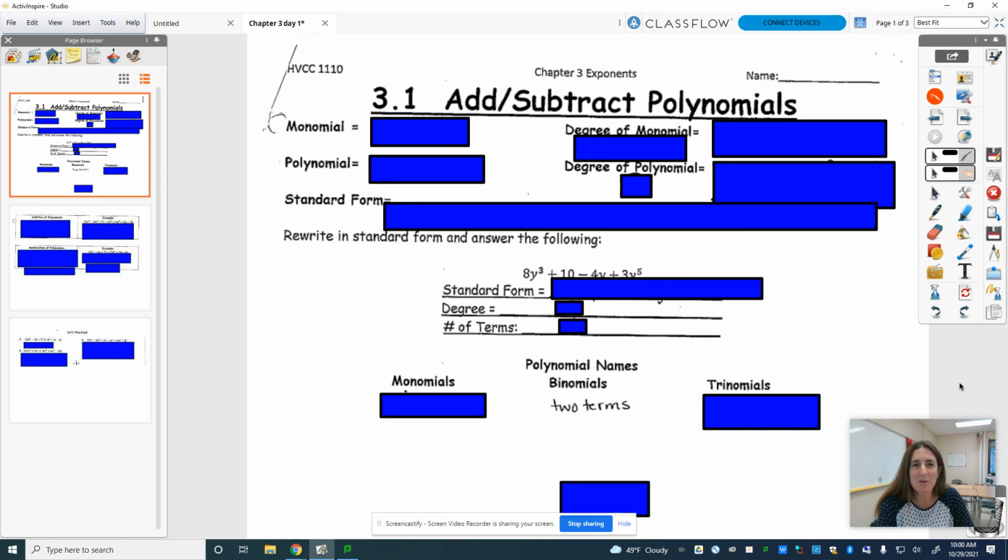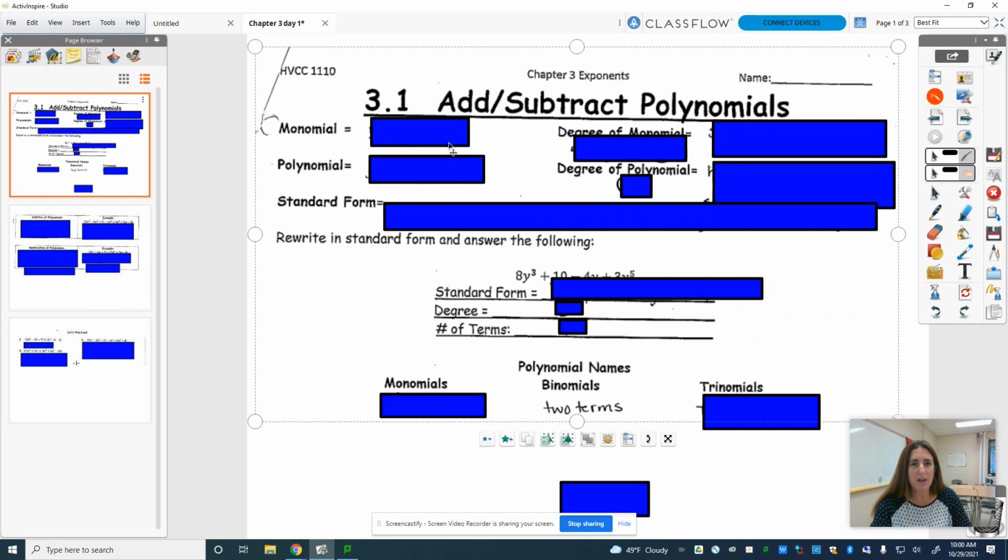But here's what we have today. We're going to add and subtract polynomials. New chapter. I can't wait. So before we do anything, we probably need to go over some vocab in case it's a little rusty with you.